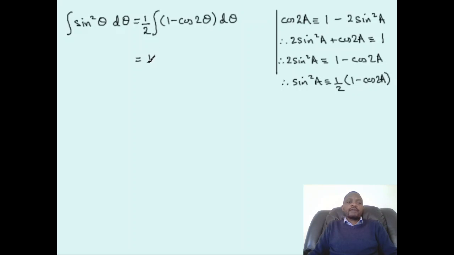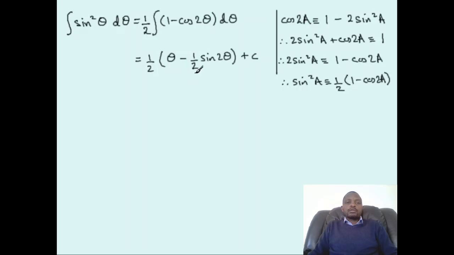So we're going to write half, and then we're going to integrate 1 with respect to theta, and this is going to give us theta minus, and then we integrate our cos 2 theta with respect to theta, and this is going to be minus half sine 2 theta, and then don't forget to put the constant c.